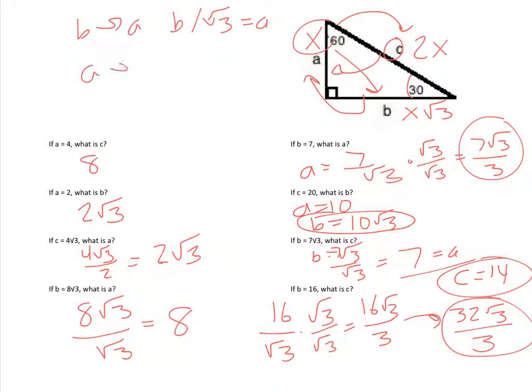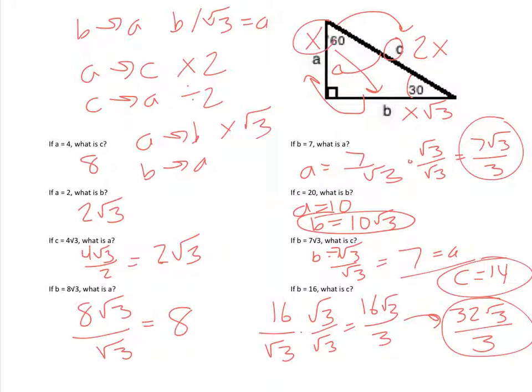Again, if you go from A to C, you're multiplying by 2. If you go from C to A, you're dividing by 2. If you go from A to B, you're multiplying by the square root of 3. From B to A, you're dividing by the square root of 3. And if you just follow that and go carefully between each one, you should do okay with these special right triangles. But again, practice it.